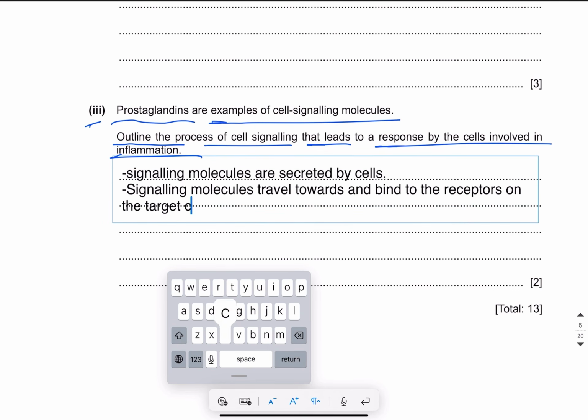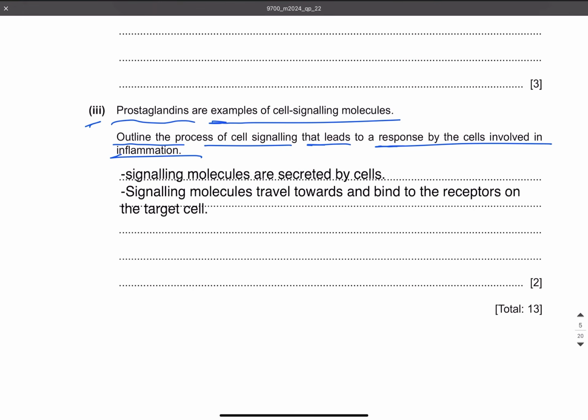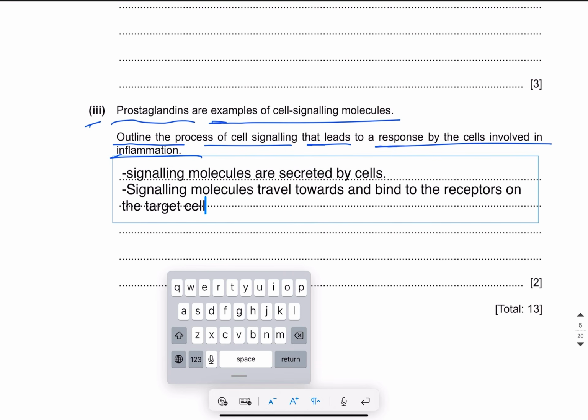You all know that in cell signaling, there are some cells that are secreting the signaling molecules, and then there are target cells which will receive these signaling molecules. For example, if I have to give you some message, I am conveying the message and you are receiving it. Just like that, a signaling molecule is a message which is released by some cells, and this message is then received by the target cells, right? So signaling molecules travel towards and bind to the receptors on the target cells.